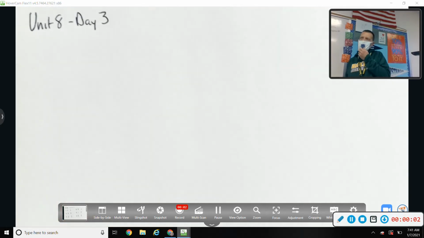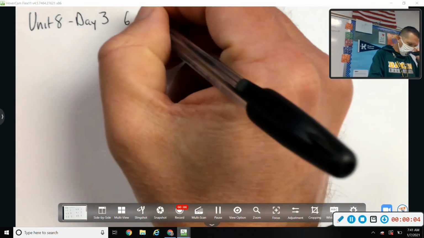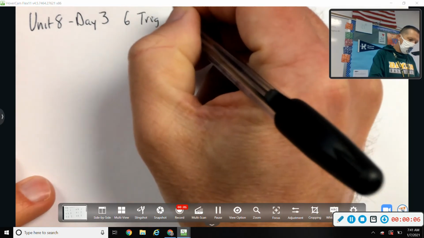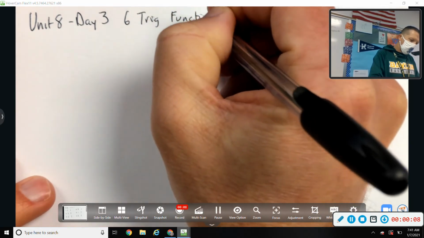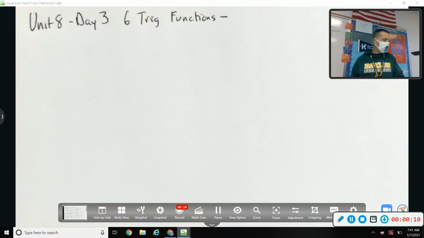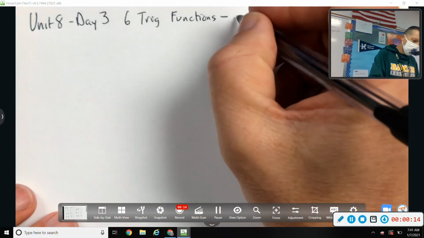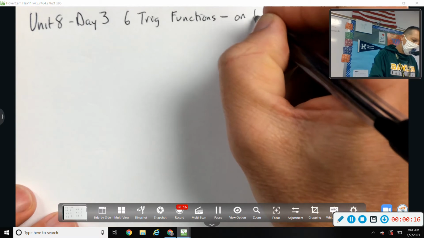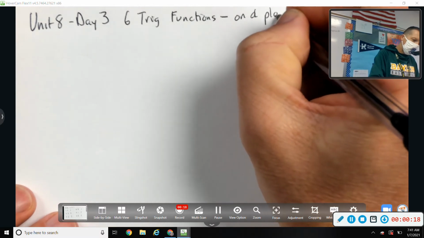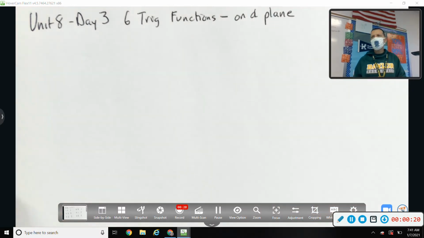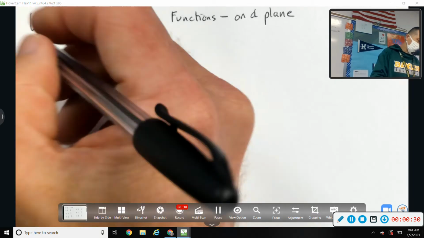All right, Unit 8, Day 3. More with the 6 trig functions. But rather than drawing a triangle, we're going to do the 6 trig functions on a plane. Not like a flying plane, but like the coordinate plane. So still SOHCAHTOA and their partners, but done a little bit differently.